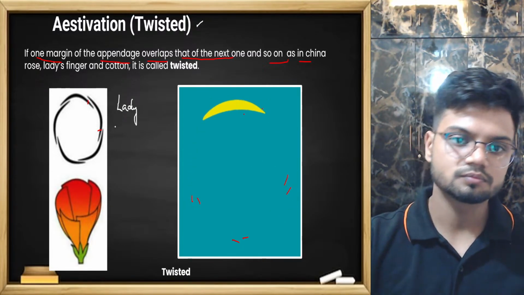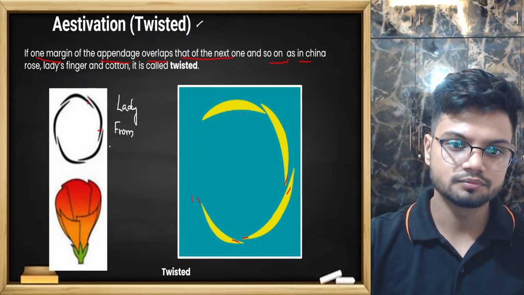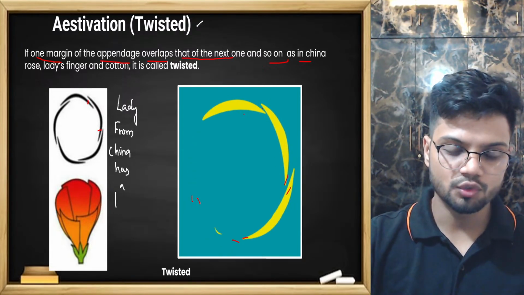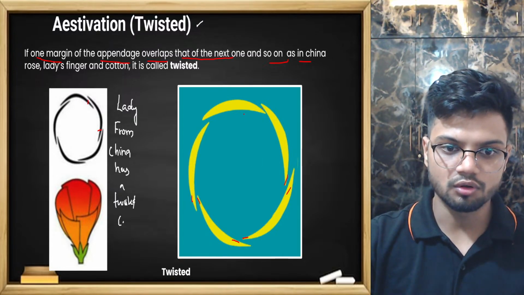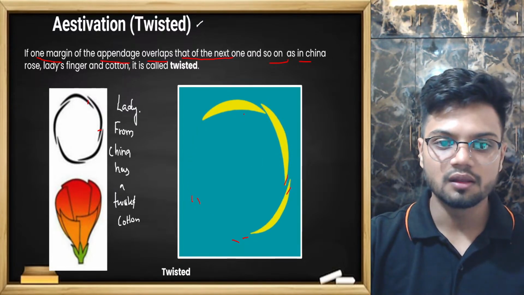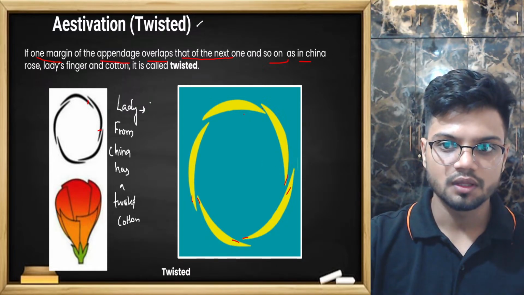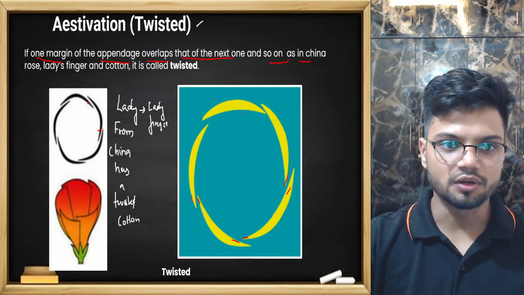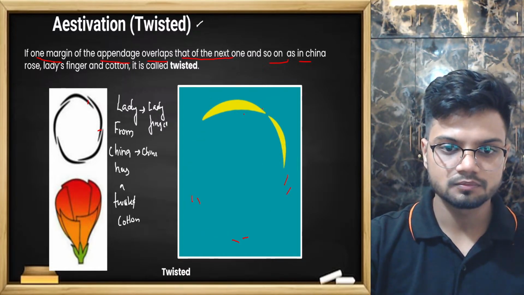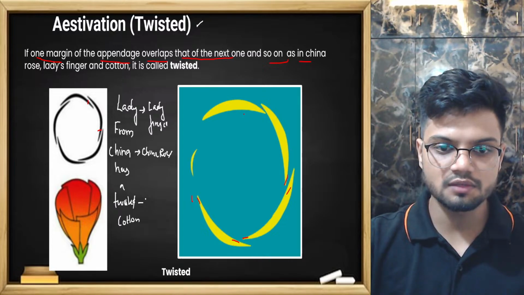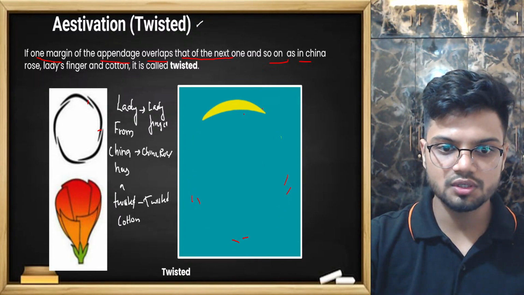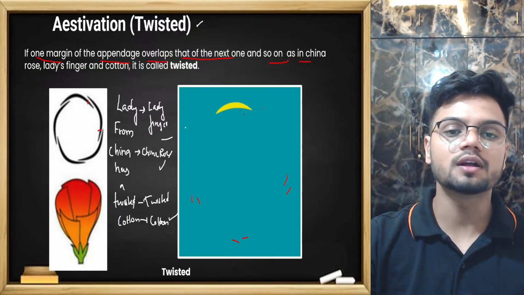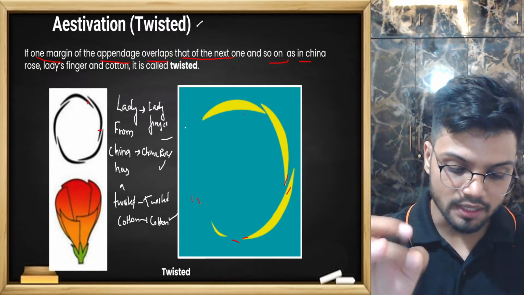Lady from China has a twisted cotton. What is the L? Lady for lady's finger, bhindi. China for China rose. Twisted for twisted aestivation. Cotton for cotton. Three different examples. Cotton, China rose, and lady's finger are the three different examples for twisted aestivation.